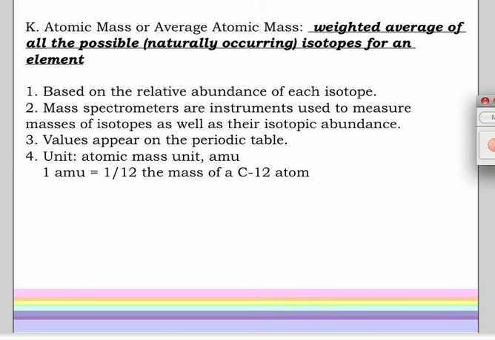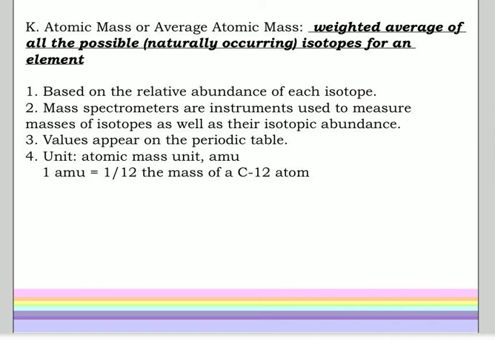All right, and then the last section for today is the atomic mass, or the average atomic mass. Again, this is different than the mass number that we talked about yesterday. This is the weighted average of all the different isotopes. When we talk about the mass number, we're talking about one specific atom. But this one, we're talking about the actual average of all the possible ones. So just be careful with this.